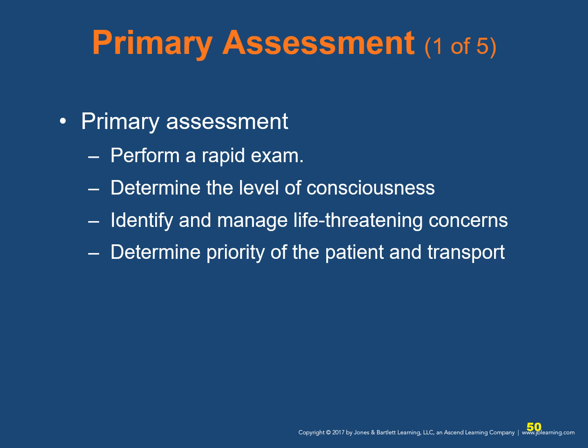Primary assessment. The primary assessment for a patient with suspected shock should include a rapid exam to determine level of consciousness, identify and manage life-threatening conditions as they are found, and determine priority of the patient and transport. A patient with massive hemorrhage may require a tourniquet or direct pressure dressing when tourniquets are not feasible or available before the airway is opened. If the patient has life-threatening external bleeding, it should be addressed first, even before airway and breathing. Then the ABCs should be assessed and treated, and treatments for shock provided.